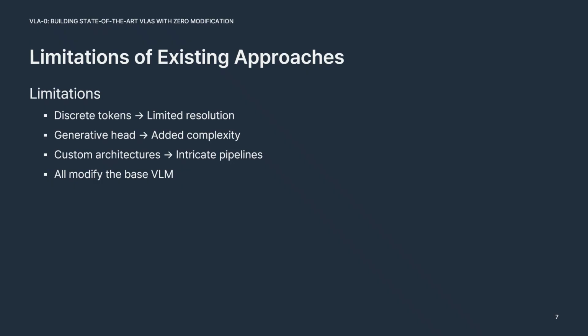So, limitations. Discrete tokens suffer from limited resolution, generative heads have training difficulty since they introduce things like noisy prediction losses for learning probability distributions, and custom approaches have intricate pipelines. And one thing they all have in common is that all of them modify the VLM.